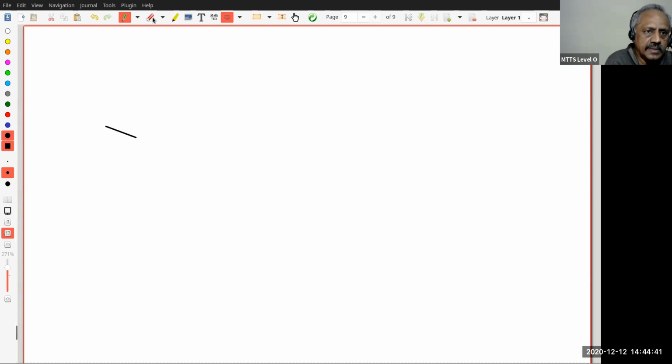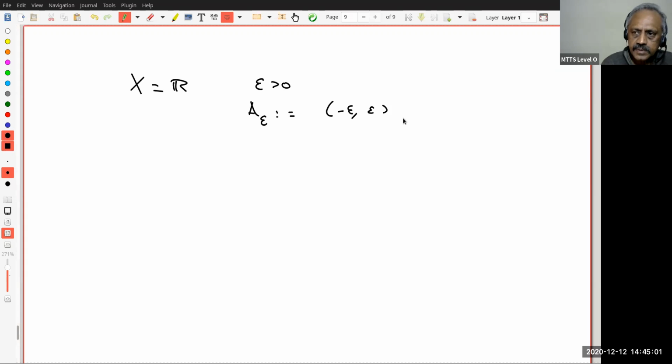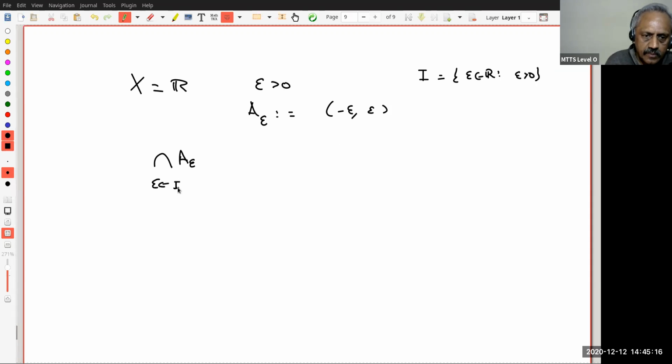So let us look at X equal to R, right? And for every epsilon positive, let my set A_epsilon be the interval from minus epsilon to plus epsilon. You understand that? Okay. Now I want to know what is the intersection of A_epsilon. What is my indexing set? The indexing set is the set of all real numbers epsilon in R such that epsilon is positive. So I want to know what it is.